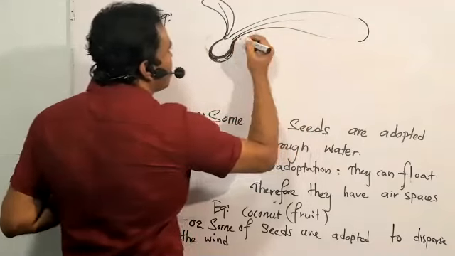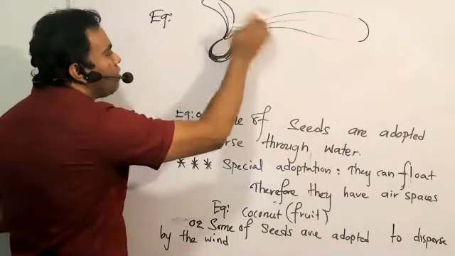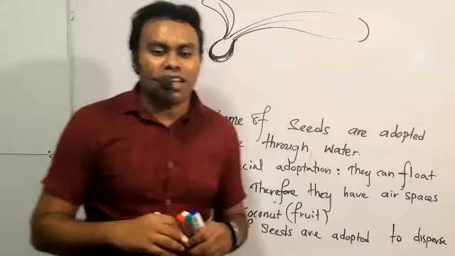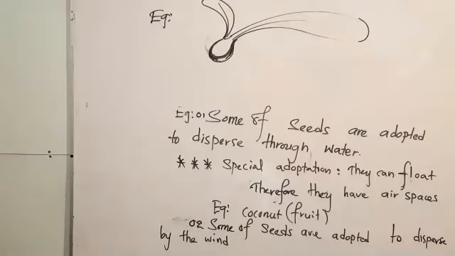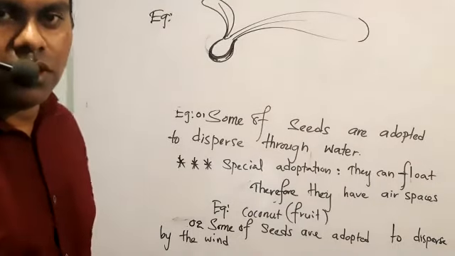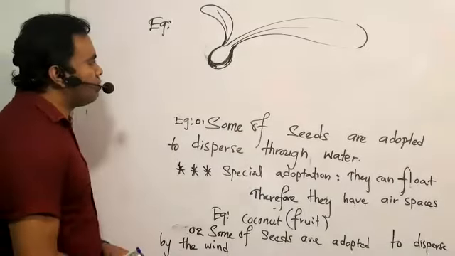Look at this creation. What happens if both are balanced? If both are balanced, it will rotate. So that's a wind-dispersed plant. The maple also, they are like that. So this is Dipterocarpus. Diptero means two-winged.